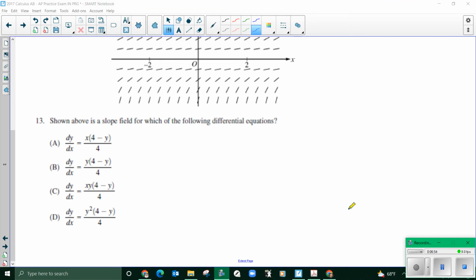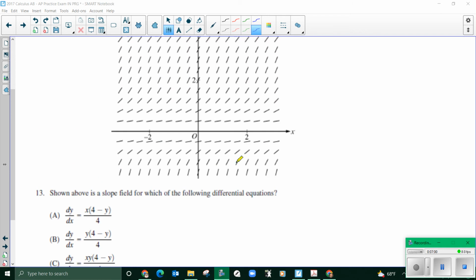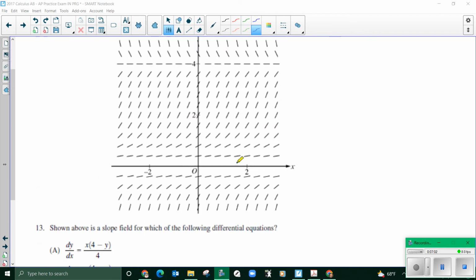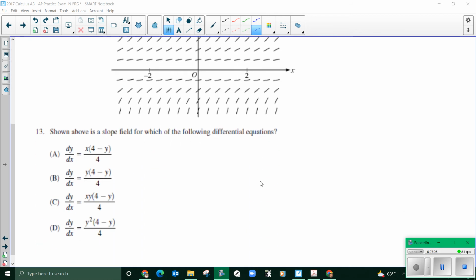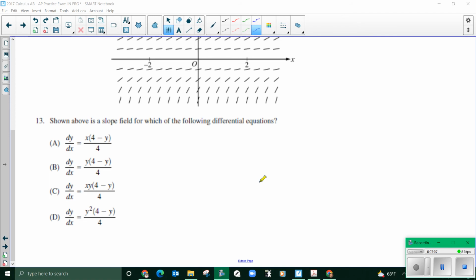Number 13. Shown above is a slope field for which of the following differential equations? Okay, and we got this mammoth of a slope field right here. Goodness. Sometimes these are hard to teach. The best way that I can suggest is picking an area, checking out the slope, and seeing if it's possible. So what do I mean?